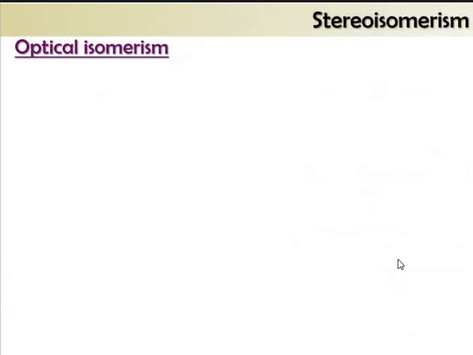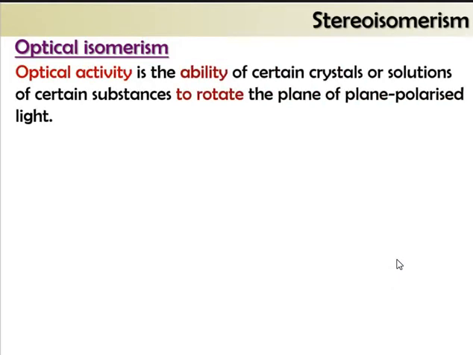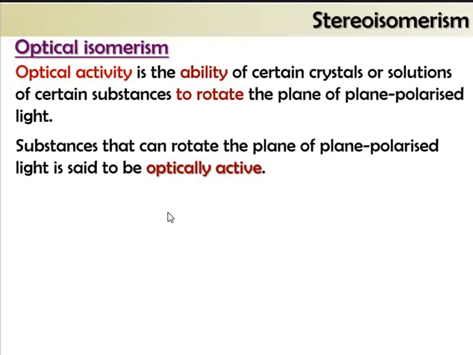Alright, so what is optical isomerism? Optical activity is the ability of certain crystals or solutions of certain substances to rotate the plane of plane polarized light. Nanti kita akan tengok dia punya gambar rajah dia. A substance that can rotate the plane of polarized light is said to be optically active. That means kita ada substance, nanti kita akan tengok, yang mana dia boleh rotate the plane polarized light. Kita kata dia adalah optically active.